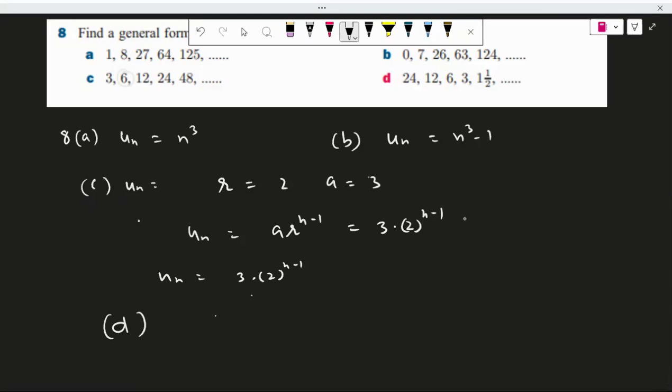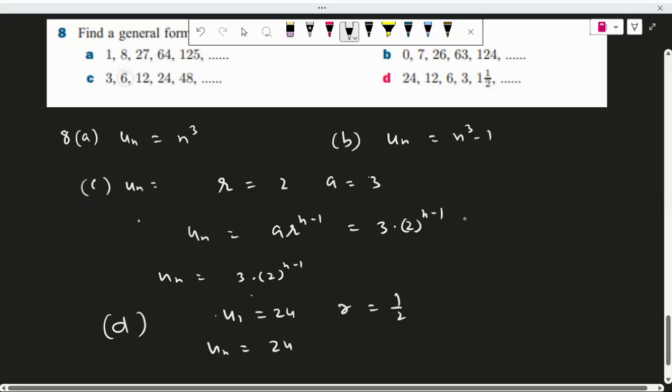Here we have the first term U1 is 24, and common ratio R is half. Okay, so we have AR^(n-1). Un equals 24 times (1/2)^(n-1). So this can be written as 24 over 2 to the power n minus 1. This will be the answer.